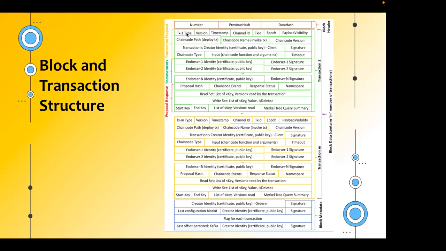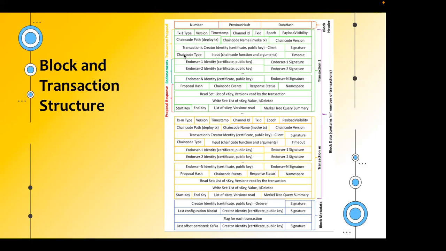So the very first thing is, look, how a transaction proposal will come. The transaction proposal will have these many fields. It will have transaction type, version, timestamp, channel ID, transaction ID, epoch, payload visibility, chain code path, chain code name, version, who has created, right? So let's say it is coming from a particular person. So client identity will come, his certificates will come, then signature. The one who is creating that transaction proposal, his signature will come.